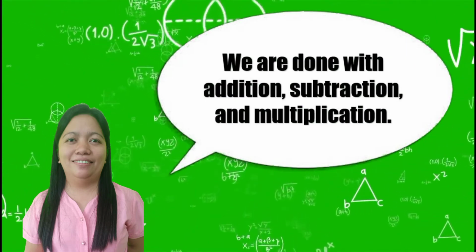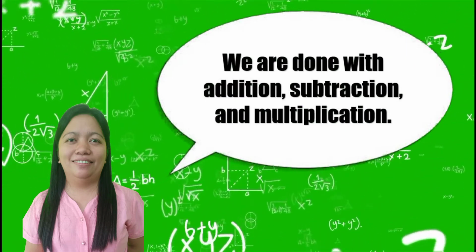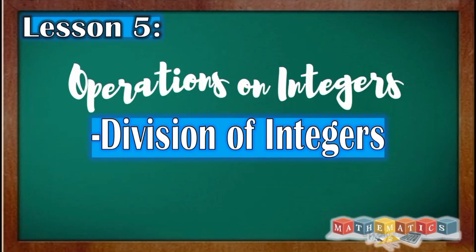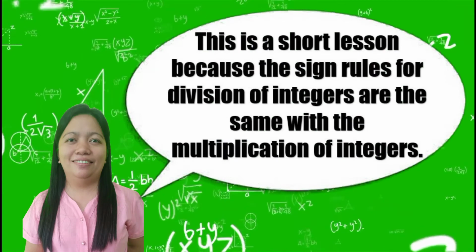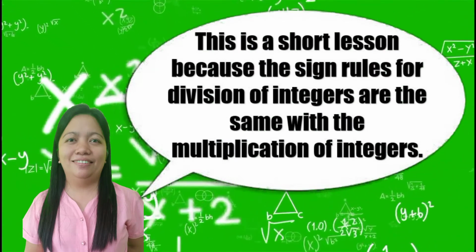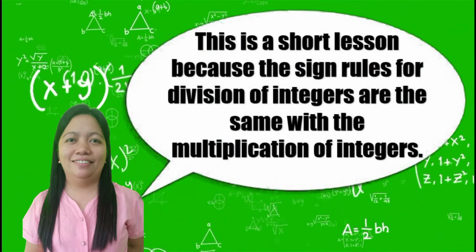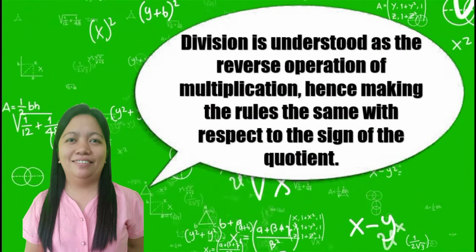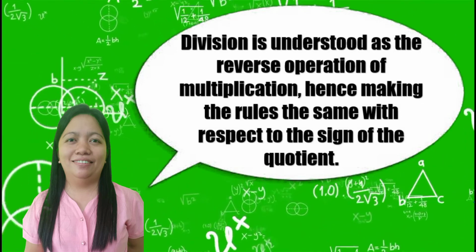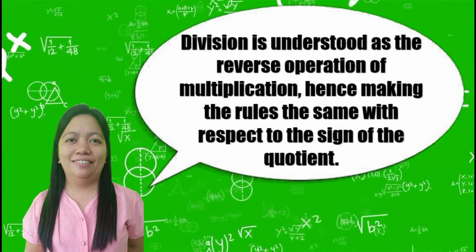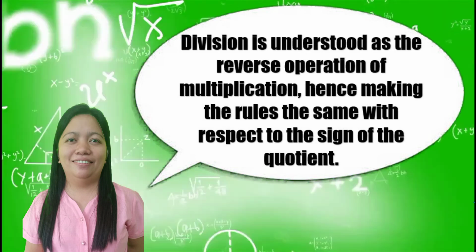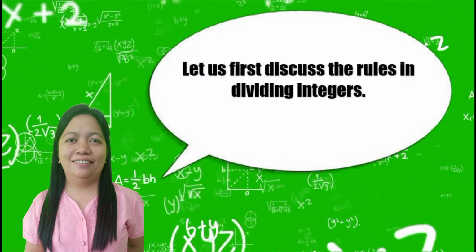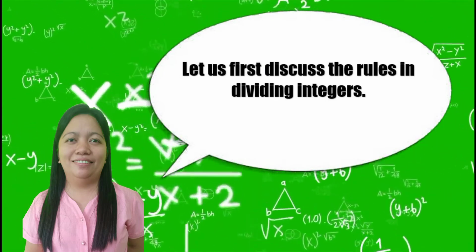We are done with addition, subtraction, and multiplication. Last one is division of integers. This is a short lesson because the sign rules for division of integers are the same as for multiplication of integers. Division is understood as the reverse operation of multiplication, hence making the rules the same with respect to the sign of the quotient. Let us first discuss the rules in dividing integers.